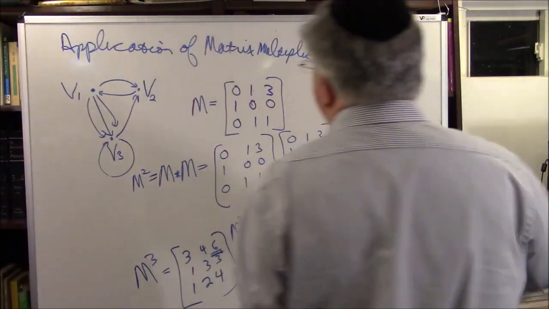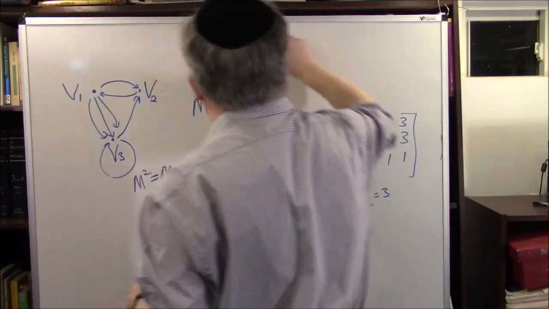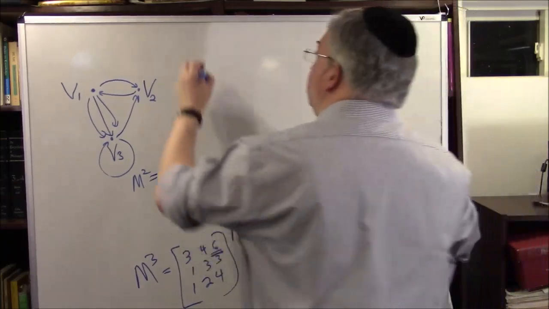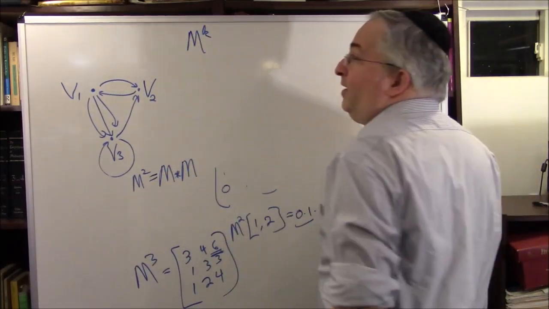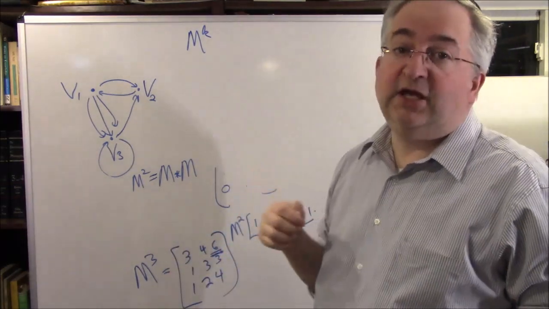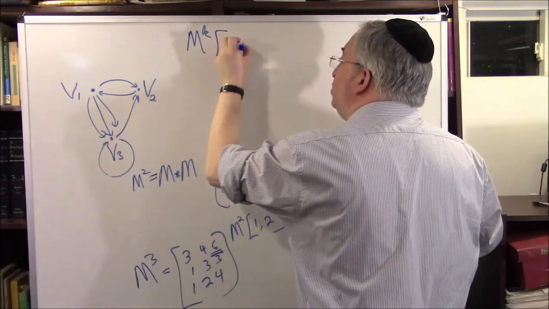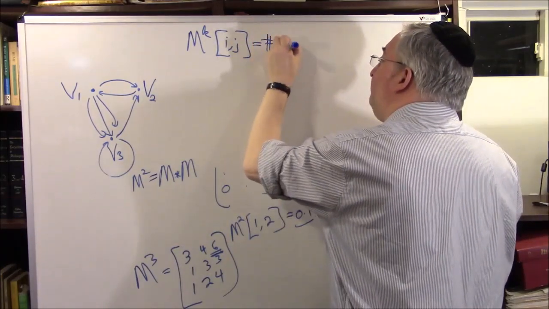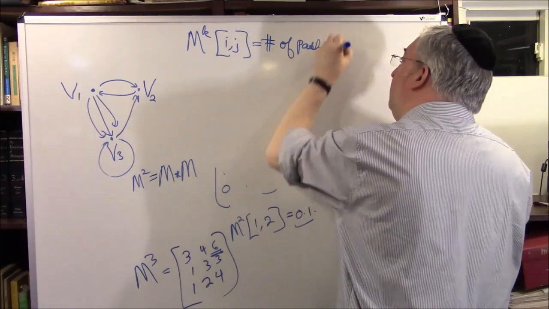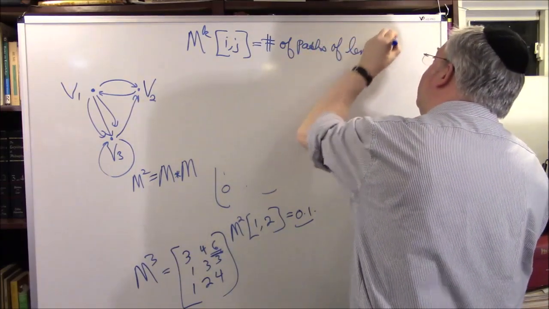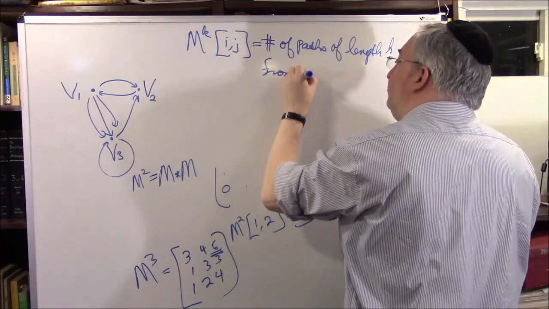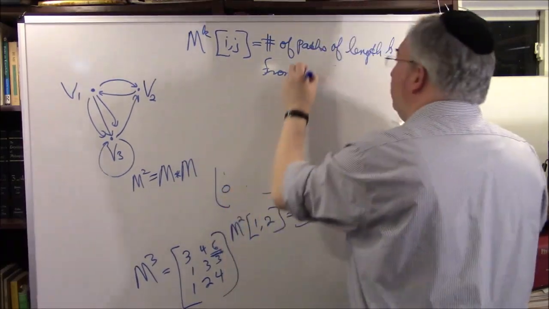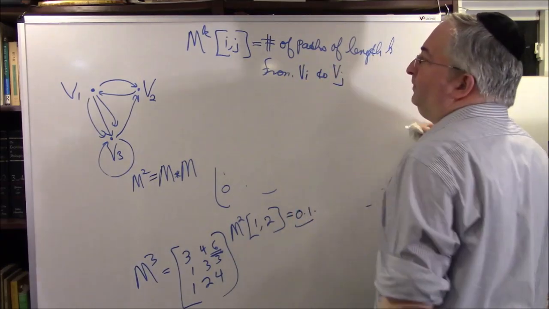Great. So let me show you the definition of what this really is, and then I'm going to draw a picture to show you what's really going on. It goes as follows. M^k: I can multiply the matrix M by itself k times. If you look at the ijth position of that, you get the number of paths of length k from vertex Vi to Vj.